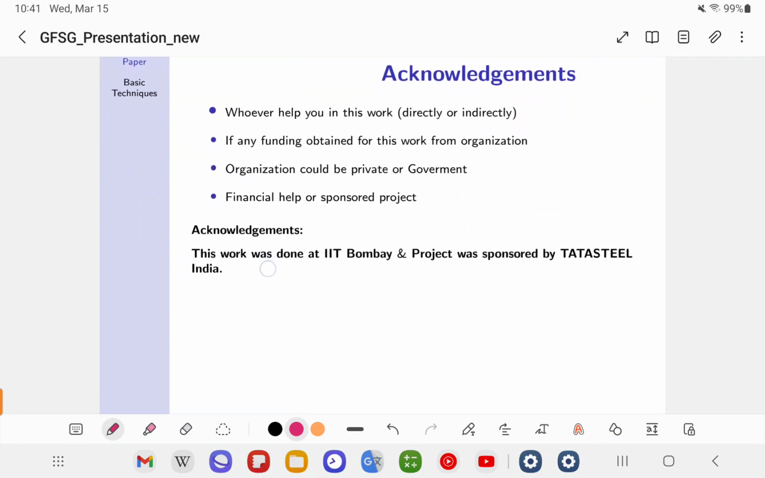Acknowledgement. You have to acknowledge your work in some sense, that if anyone has helped you directly or indirectly, you can acknowledge. If you have received any funding for the work from any organization, that could be private or government, right? You can say financial help, you should mention that.